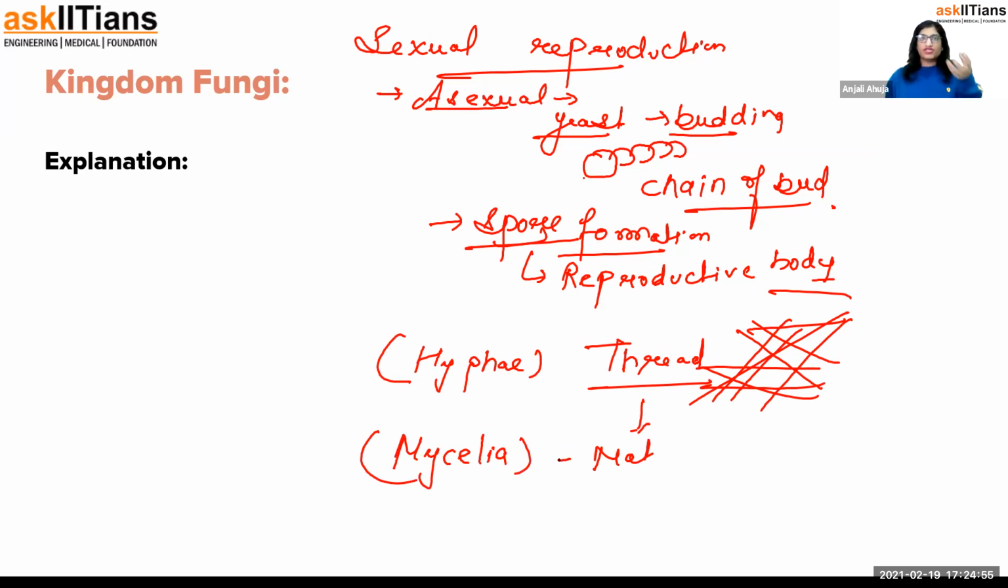That's why, when we learn fungi in detail, we call it mycelia at the end, like basidiomycelium or something like that in the classification. So mycelia is just a mat-like structure.